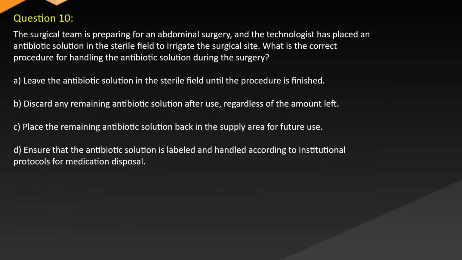Question 10. The surgical team is preparing for an abdominal surgery, and the technologist has placed an antibiotic solution in the sterile field to irrigate the surgical site. What is the correct procedure for handling the antibiotic solution during the surgery? A. Leave the antibiotic solution in the sterile field until the procedure is finished. B. Discard any remaining antibiotic solution after use, regardless of the amount left. C. Place the remaining antibiotic solution back in the supply area for future use. D. Ensure that the antibiotic solution is labeled and handled according to institutional protocols for medication disposal.